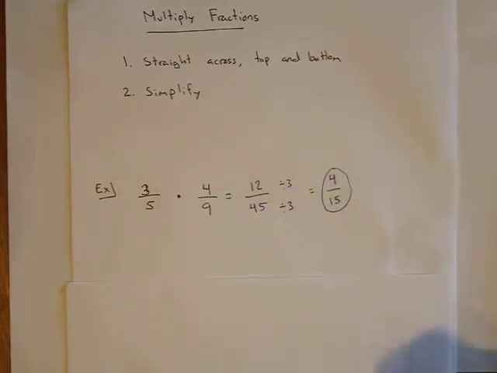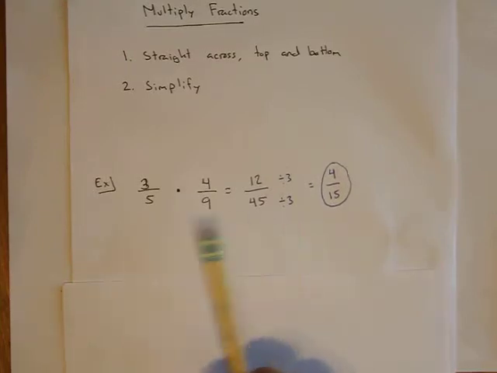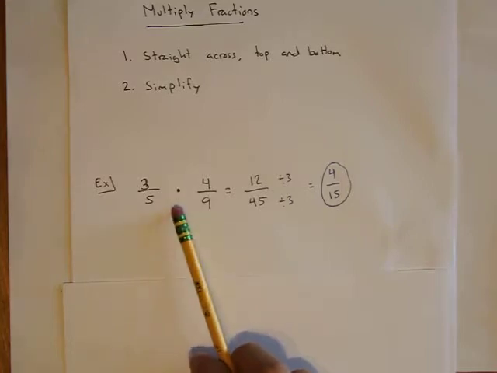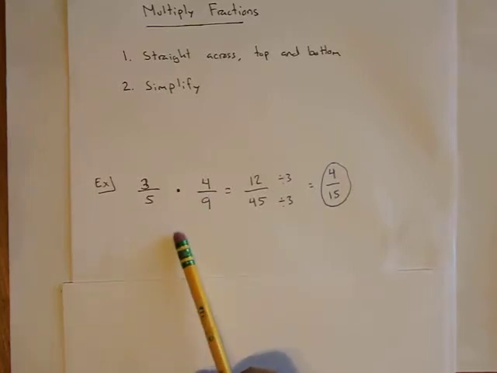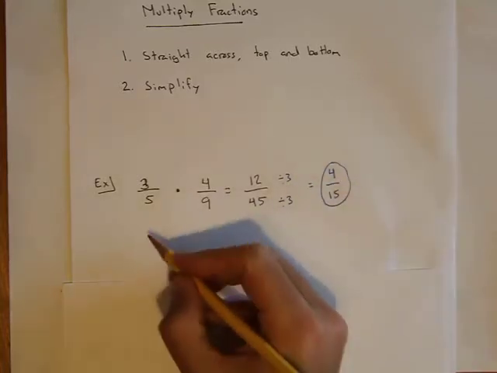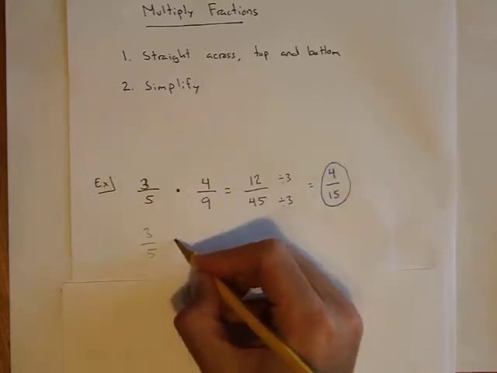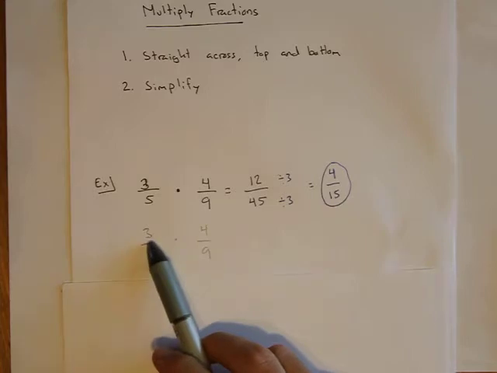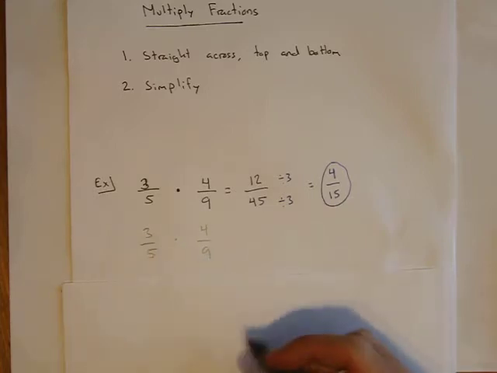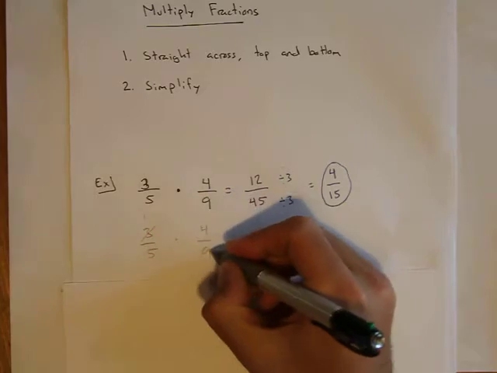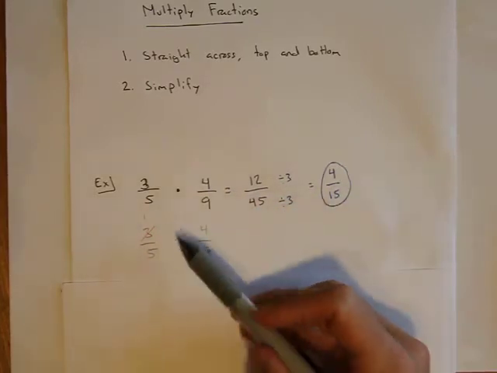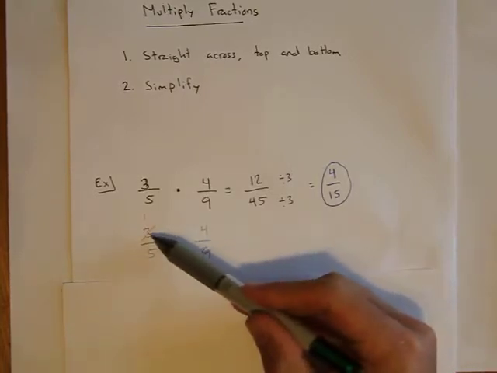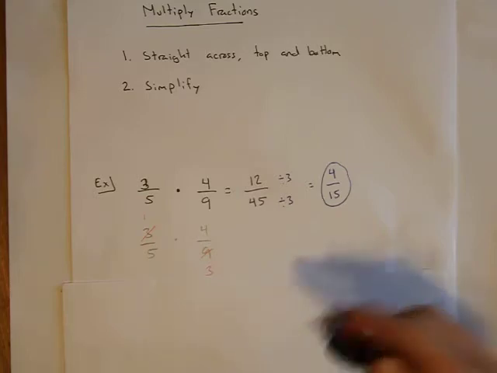I do want to point out that you don't have to wait till the end to simplify. If I'm multiplying fractions, this doesn't work for dividing or adding and subtracting, but it works for multiplying, I can go ahead and cancel things out. You might have noticed, rewrite this problem, 3/5 times 4/9. You might have noticed that both 3 and 9 have a 3 in it. I can go ahead and simplify and take out that 3. 3 divided by 3 is 1. 9 divided by 3 is 3. The key being I've done it once on both top and bottom.